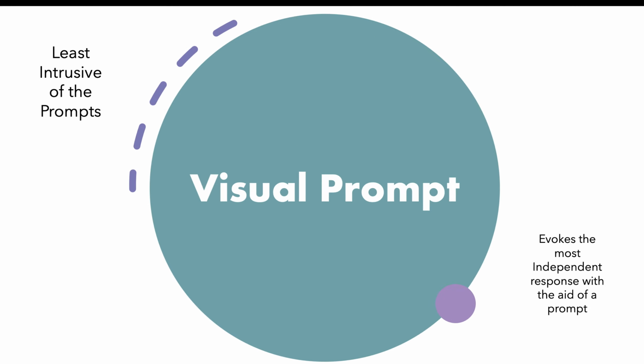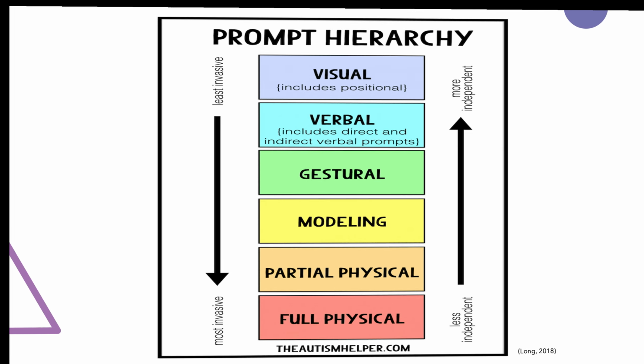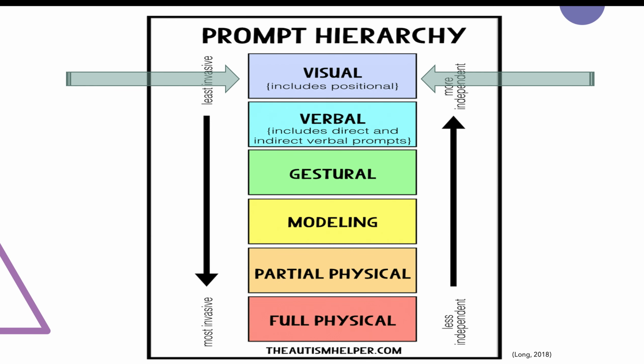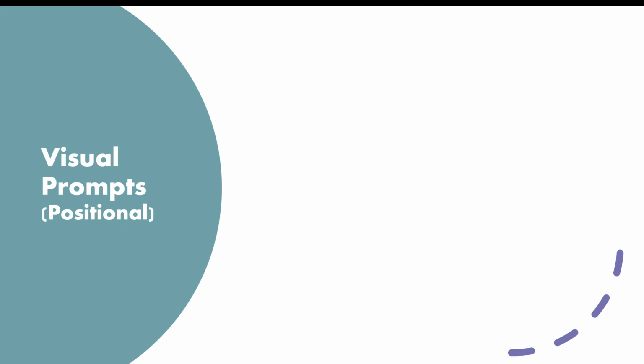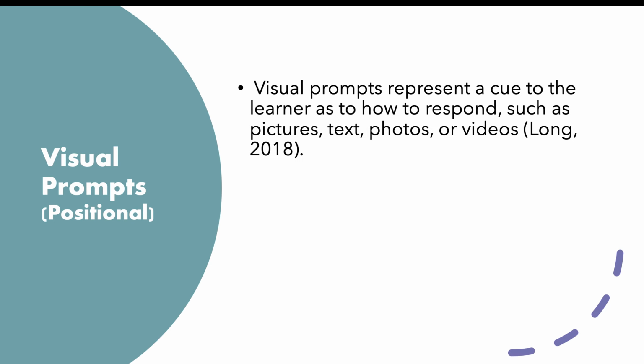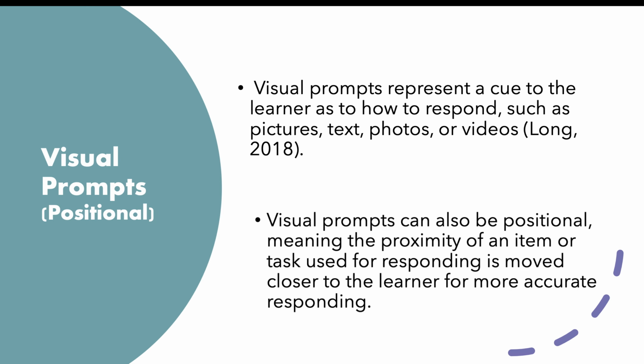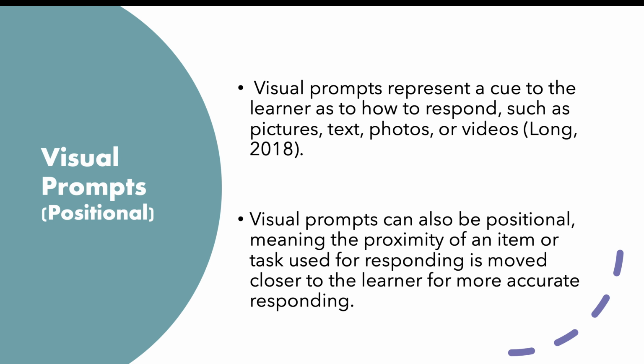So our first prompt is our visual prompt. As we look at our prompt hierarchy, it is our least invasive of prompts and evokes the most independence of responding with the aid of a prompt. So they are a cue to a learner as to how to respond. They could be anything from a picture or a text or a photo or videos. They could be something that's positional, even something that has to deal with proximity. So you may have target responses or target tasks, and by simply moving the correct response closer to that client, the proximity of it, they're more inclined to appropriately respond by selecting that task or target.